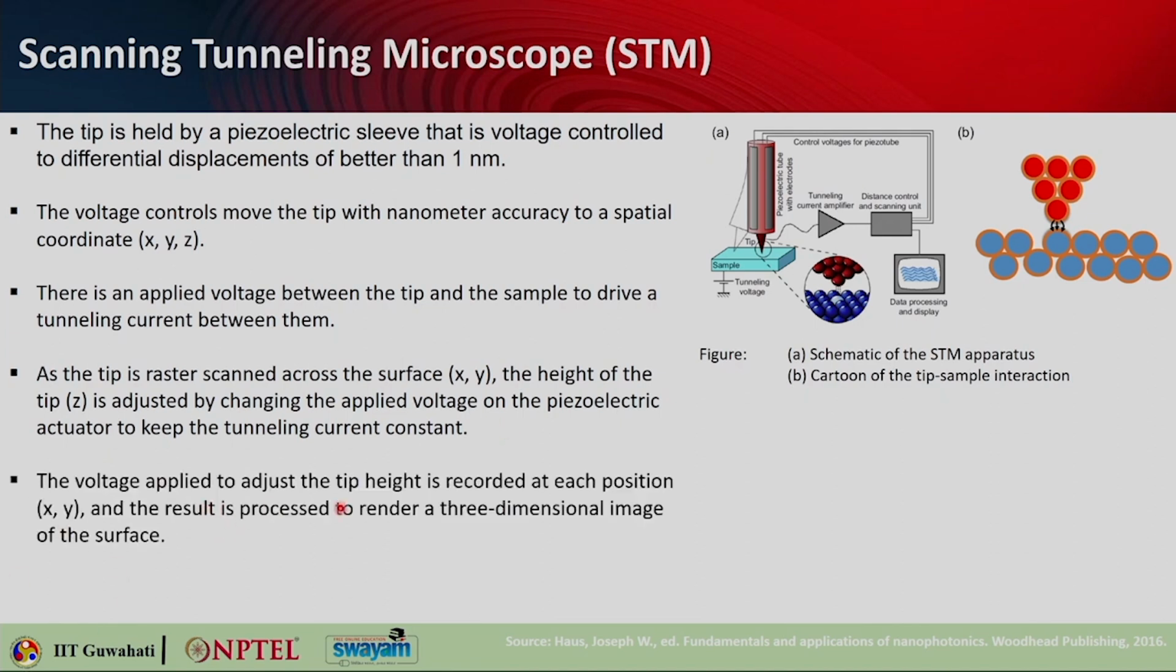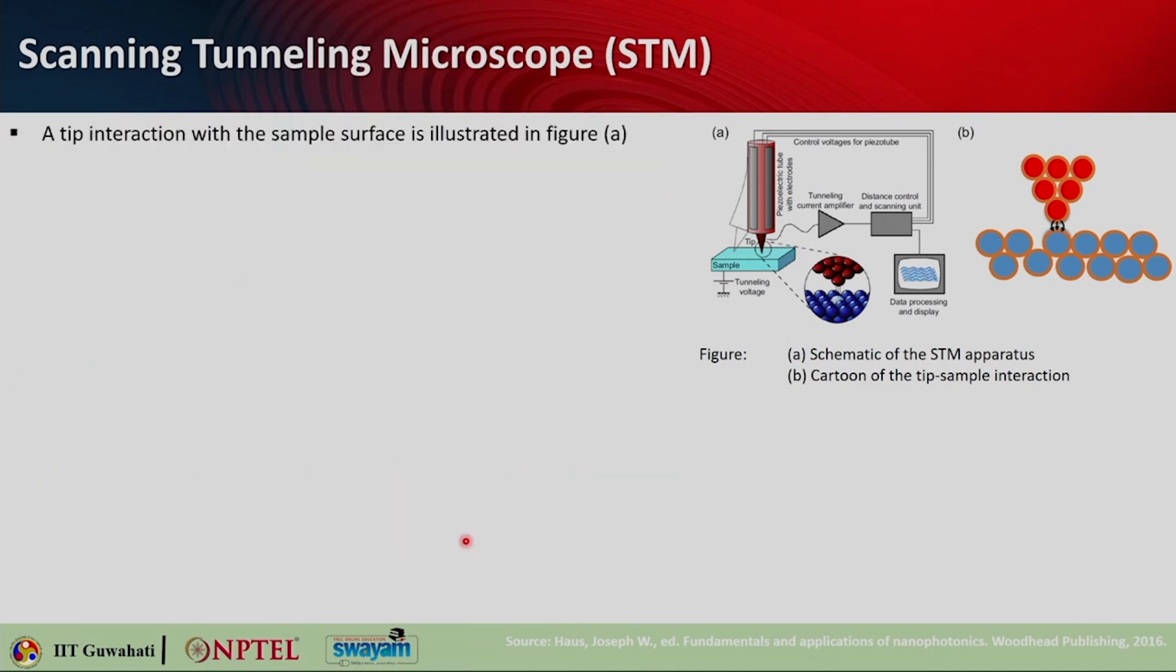So, the applied voltage is then adjusted to the tip height, and it is recorded at each position x, y. So, for every x, y location, at any point on the surface of the sample, you will get the height of that particular sample. That is how you are able to produce a 3D image of the surface.